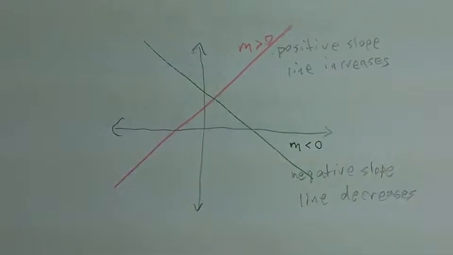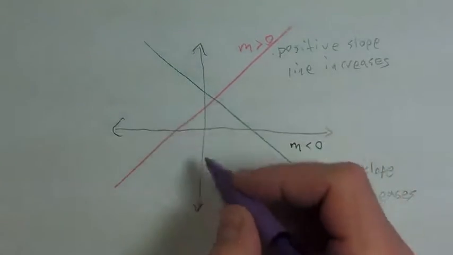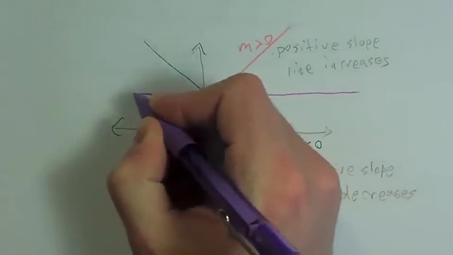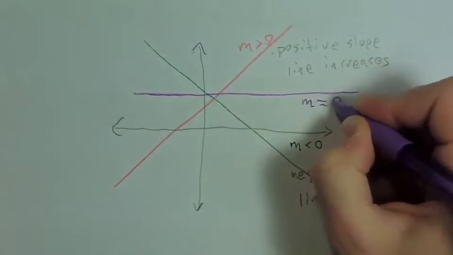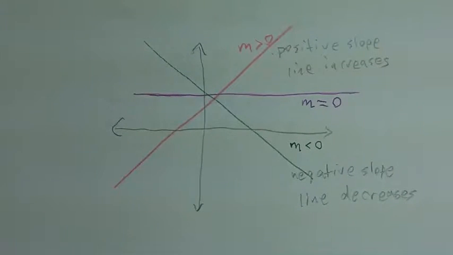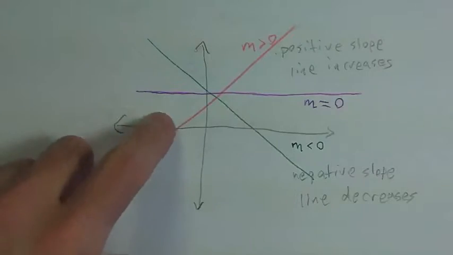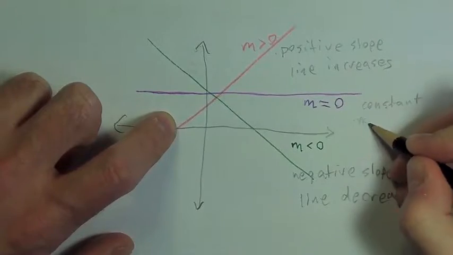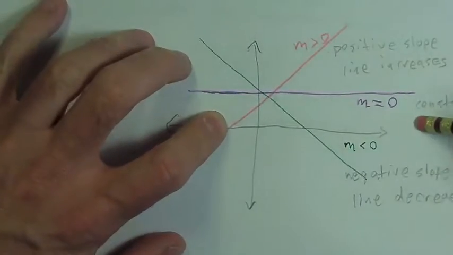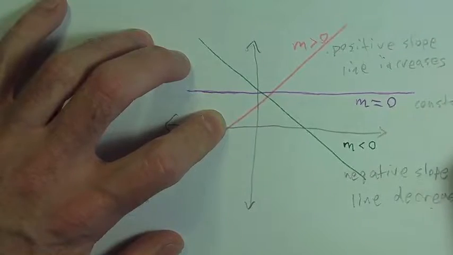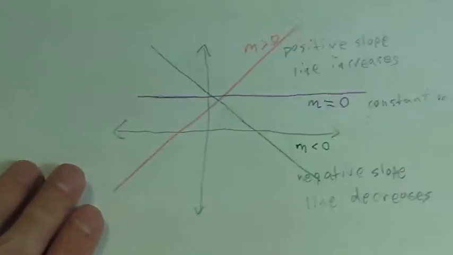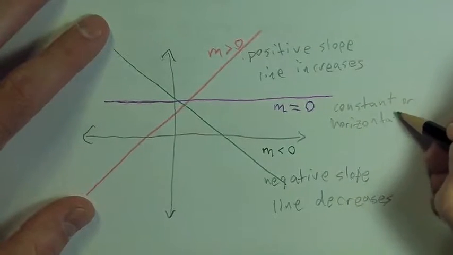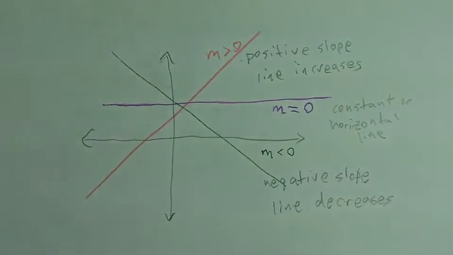All right. And there are a couple other possibilities too. If we have a horizontal line, okay, that's when m is equal to 0, because we're not increasing or decreasing. We're constant. If you remember, this was constant. Okay, and this means a horizontal line means that the slope is 0.